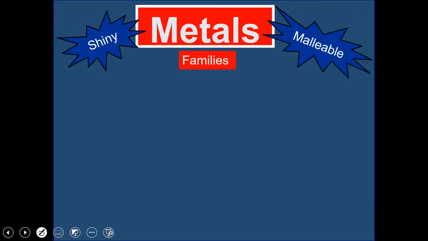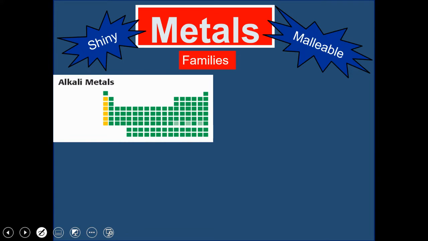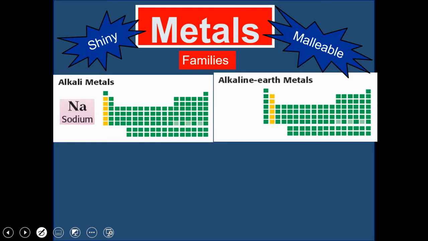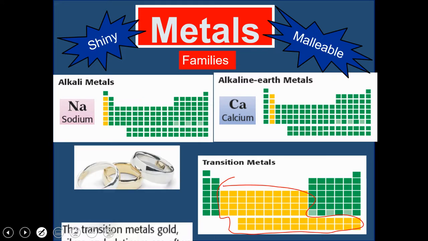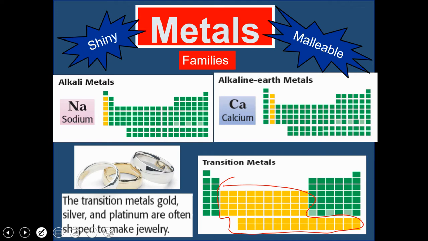So the metal families. Here you go. Group 1 is going to be your alkali metals. Group 2 is your alkaline earth metals. You have your transition metals, and we don't really talk about them that much, but that's where that table dips down. Your transition metals are going to be the ones that are used to make jewelry, like gold, silver, platinum. Now, bronze is not on here because bronze is an alloy, and we'll talk about that in a minute.